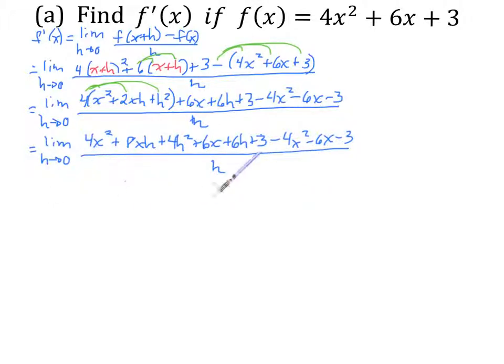So this 4x squared doesn't have a negative 4x squared attached to it, so those cancel out. And then I've got the 6x. The 6x is going to cancel with a negative 6x. So those cancel out. And then the 3 doesn't have an h associated with it. So it's got a minus 3 over here, that those should cancel out. And then all I'm left with is this 8xh, the 4h squared, the 6h, and that's it, right?